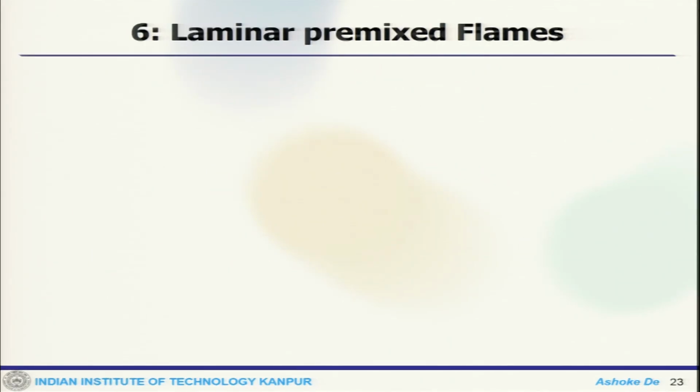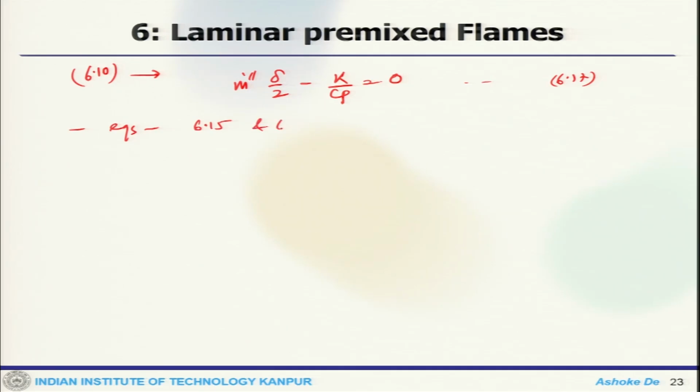So, now one can rewrite 6.10, or that becomes delta by 2 minus kappa by Cp equals 0. So, here is my second equation. We have two equations now, equations 6.15 and 6.17, and we have to solve for delta and m double prime dot.